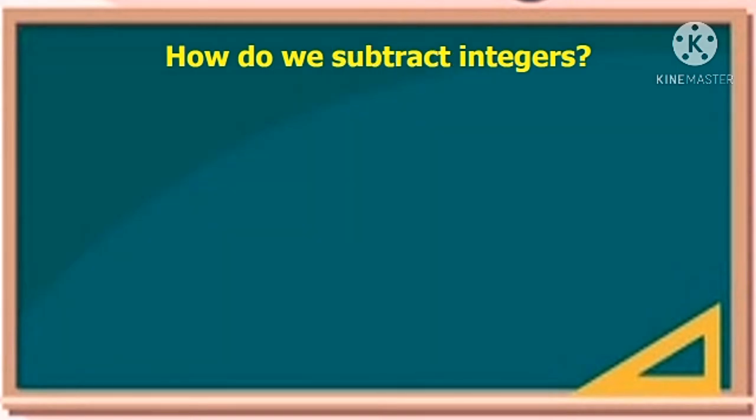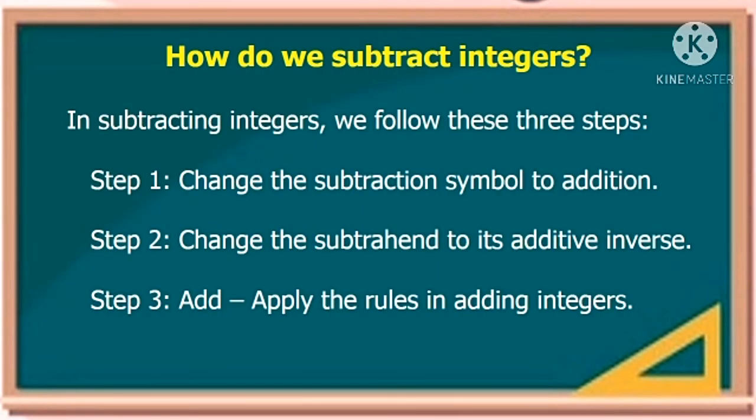How do we subtract integers? In subtracting integers, we follow these 3 steps. Step 1. Change the subtraction symbol to addition. Step 2. Change the subtrahend to its additive inverse. And step number 3. Add. Apply the rules in adding integers.